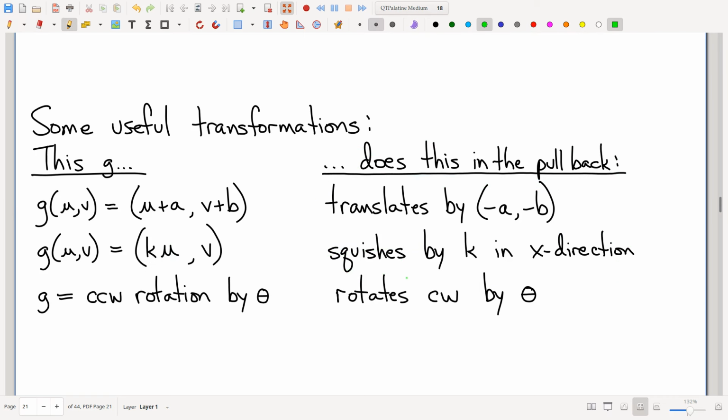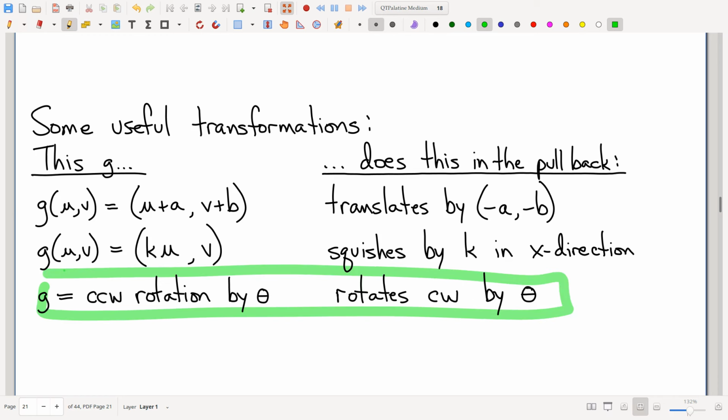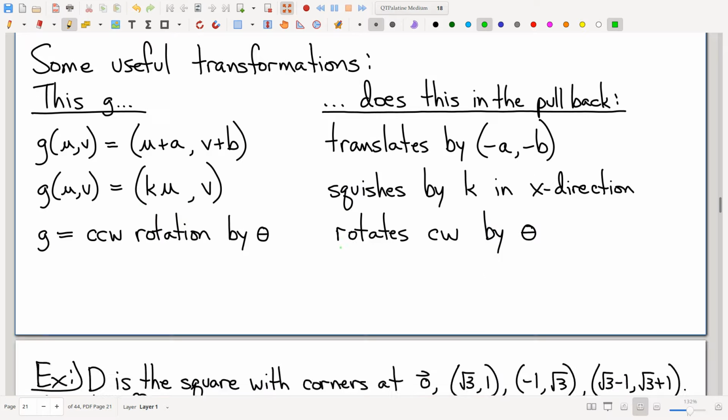So I'm going to give you an example of this rotation because I think it's the most confusing of these three examples that I'm giving you here. Y'all can think of your own examples of this kind of thing. Good exercise. I hope y'all will give that a try.